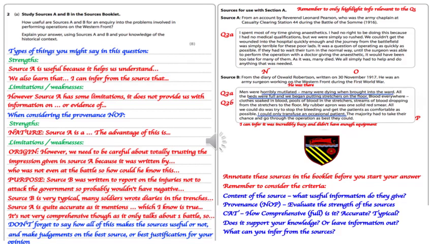Don't forget to say how all of this makes the sources useful or not. You don't have to make a judgment on the best source. There's nothing in the mark scheme that asks you specifically to make a judgment, say source B is more useful than source A, but if you want to, you're not going to lose any marks for doing it. Okay? Remember to comment not only on content, what is in the sources, but also comment on nature, origin and purpose. Okay? So that's your question 2, sources A and B, utility question.